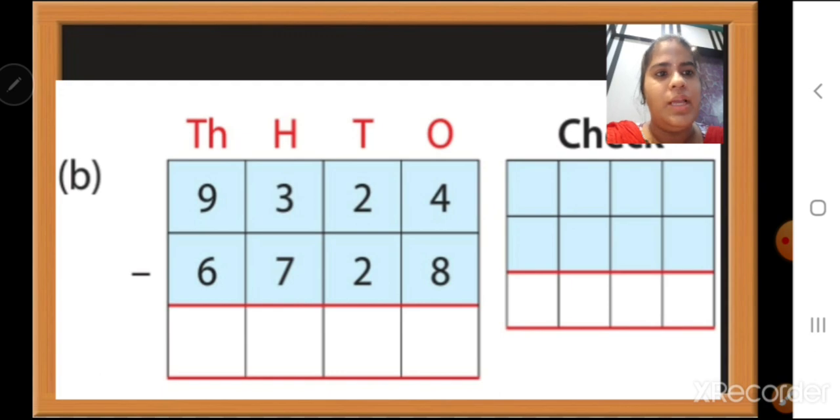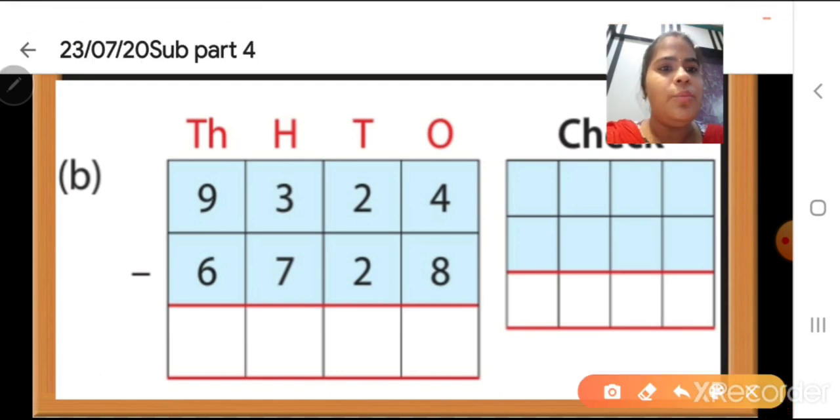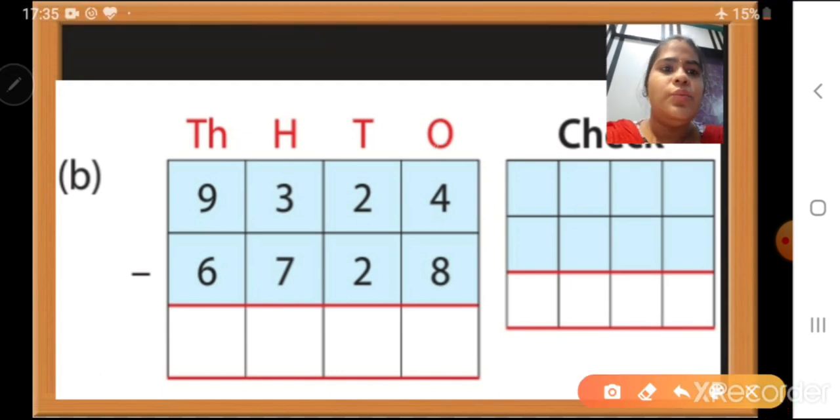Children, we will start from ones place. In ones place, we have 4 minus 8. Now, is 4 minus 8 possible? No. Remember children, if you have 4 chocolates, can you give me 8 chocolates? No, it is not possible. So, we have to borrow from our friend. That is in tens place.